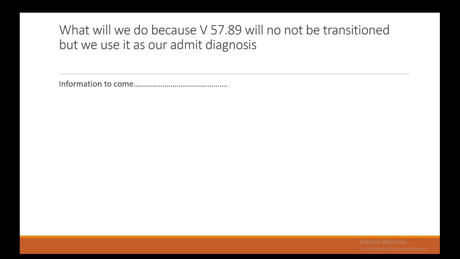What do we do, because V57.89 is not to be transitioned, but we're using it currently as our admit diagnosis? Y'all, more information to come. I've got to have a meeting on this one. There are so many ways we can go about this, but I want to make sure everybody's on one accord when it comes to this process. So there's more information to come on this one.